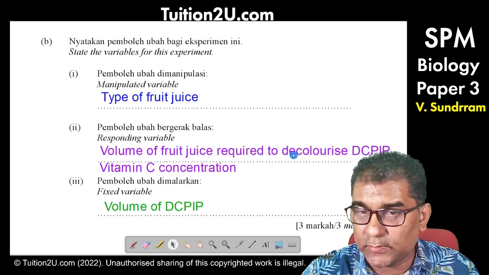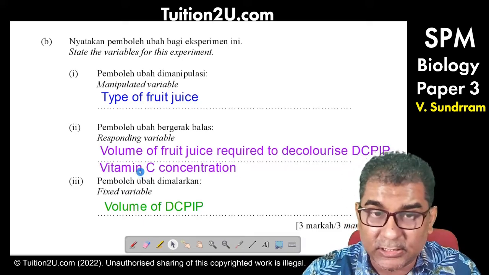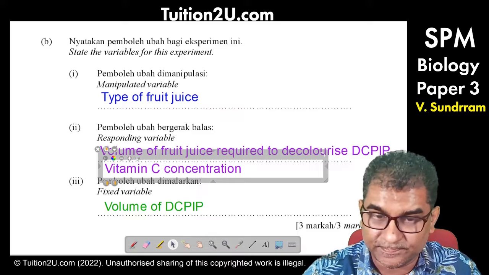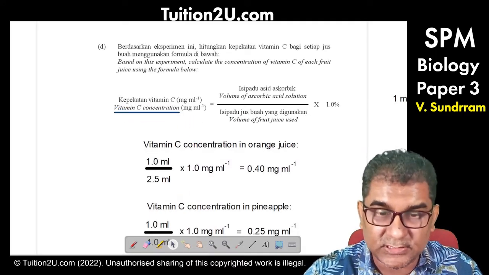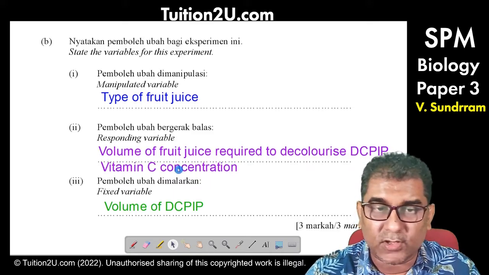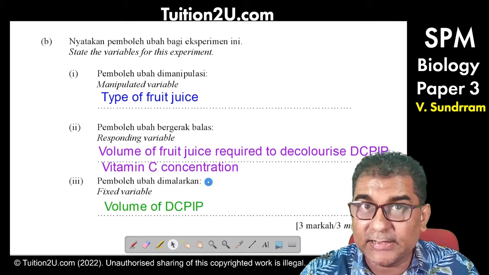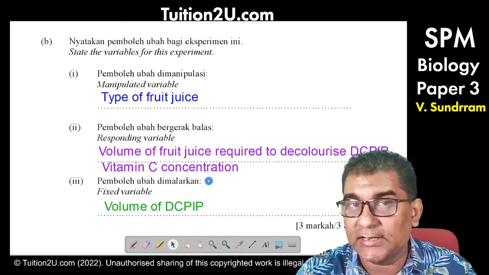Volume of fruit juice required to decolorize DCPIP, and another one is vitamin C. Okay, what I have here, vitamin C concentration, follows. So for vitamin C, you can write either one, both of these are correct. No need to write both. I will identify both. Why do I always identify both?